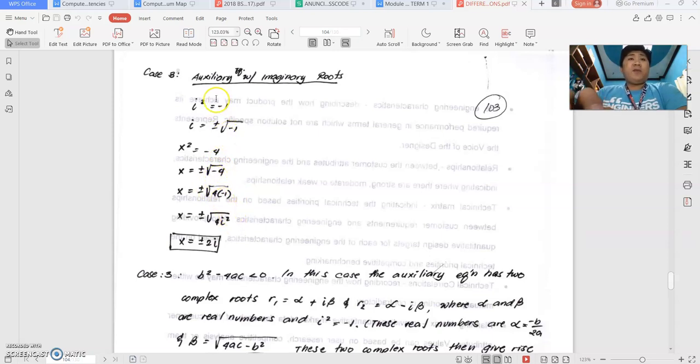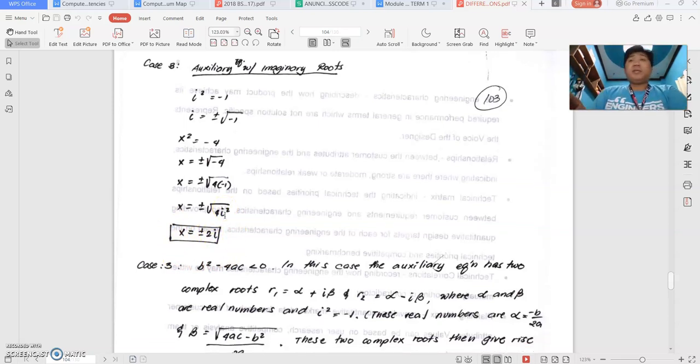Since negative 1 is just equal to i squared, which is the imaginary, you can just replace the negative 1 with i squared. After that, you will get the root x equals plus minus 2, then i squared, square root of that, it becomes i.